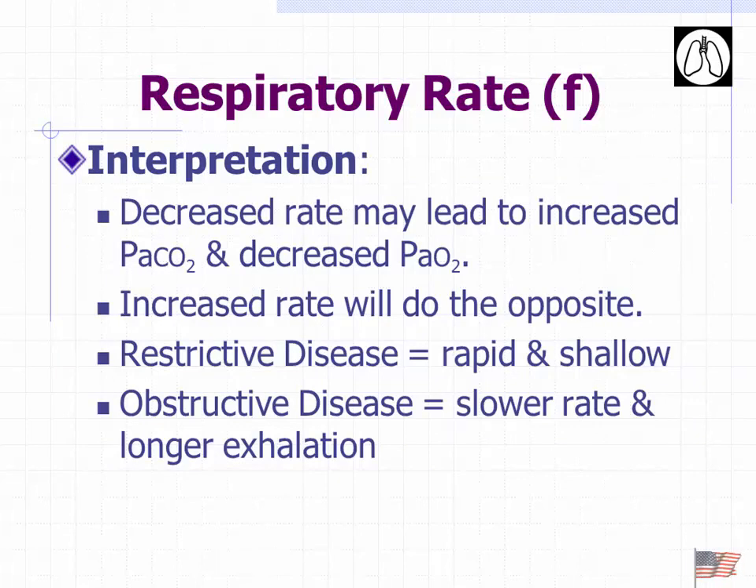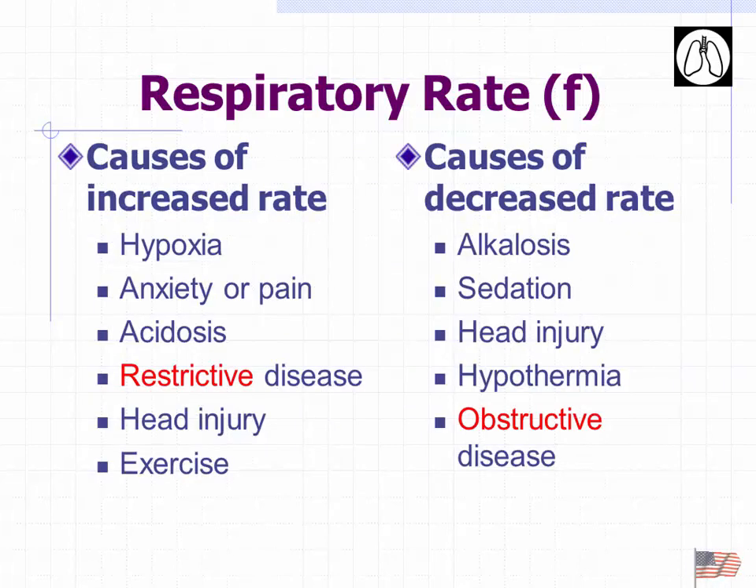A reduction in respiratory rate we talked about leading potentially to an increase in CO2 due to hypoventilation, which can lead to some acidosis. It's also one of the causes of hypoxemia: hypoventilation. Increased rate does the opposite, and we know that patients with restrictive diseases tend to have a rapid shallow pattern, where obstructive patients have a slower rate with a much more prolonged exhalation. Can't get the air out. And just some of the causes as a review.